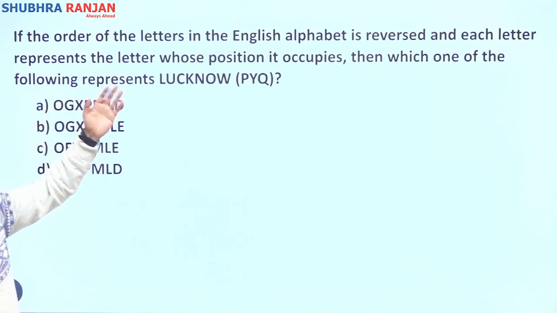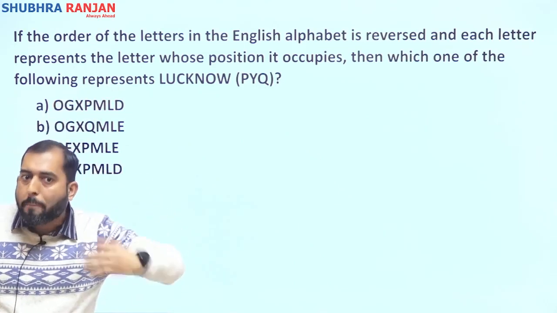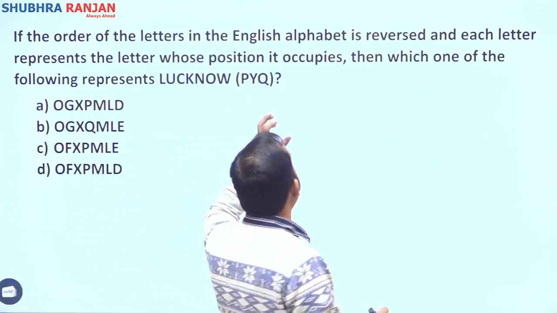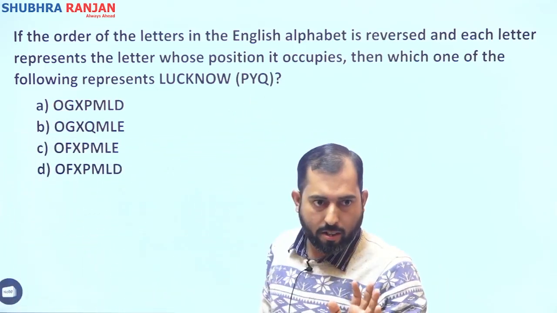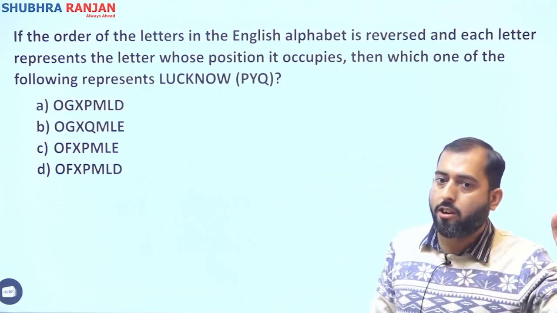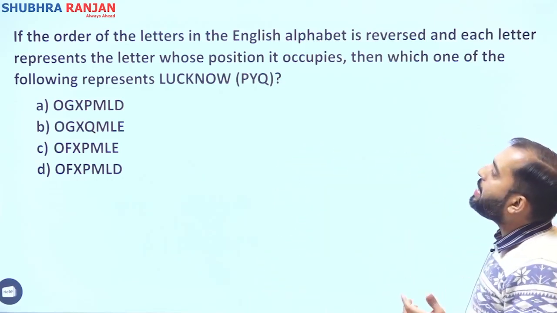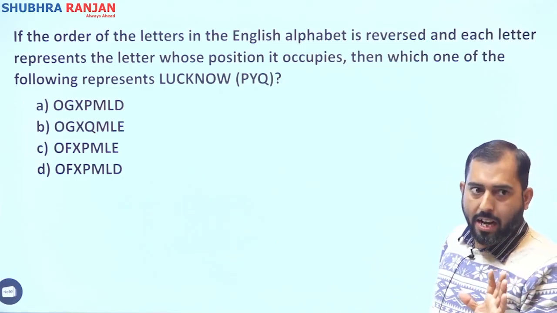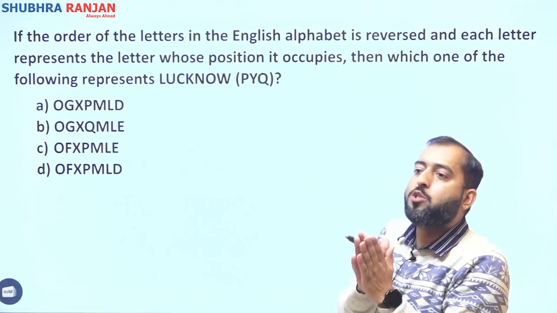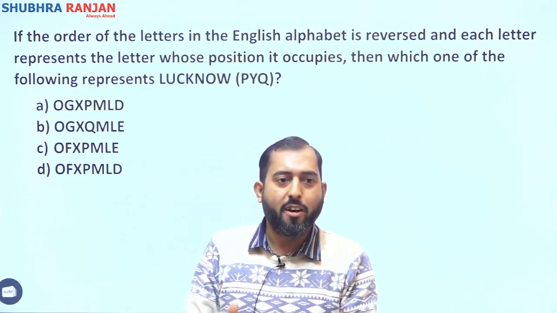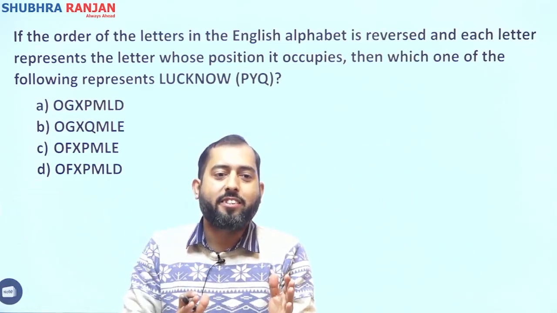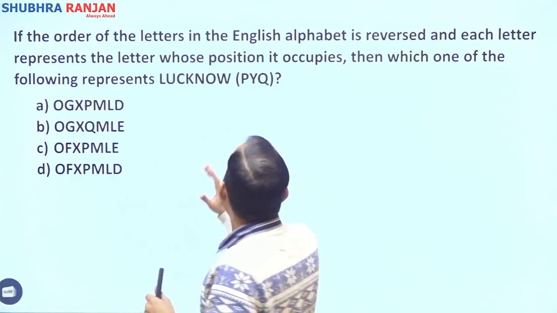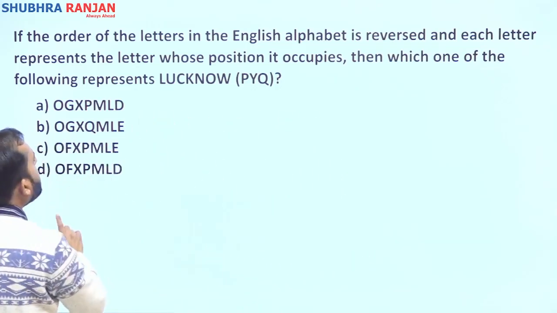Now, in this case, he has given you a pattern. He told you that the letters of the alphabet have been reversed, and each letter represents the letter whose position it occupies. So basically he is doing the reverse ranking, the backward-wise ranking of letters. And then which one of the following represents Lucknow?